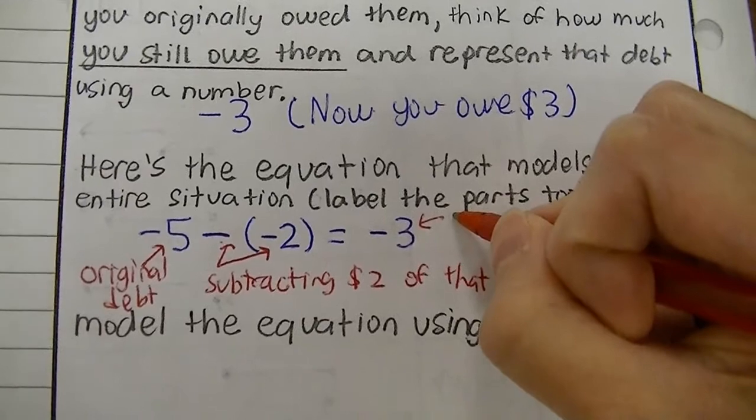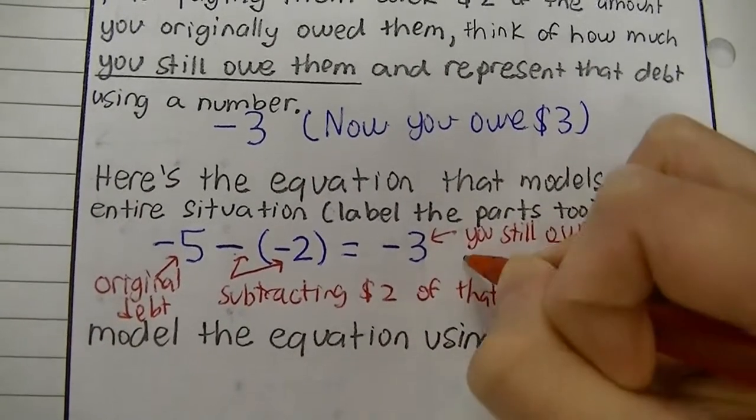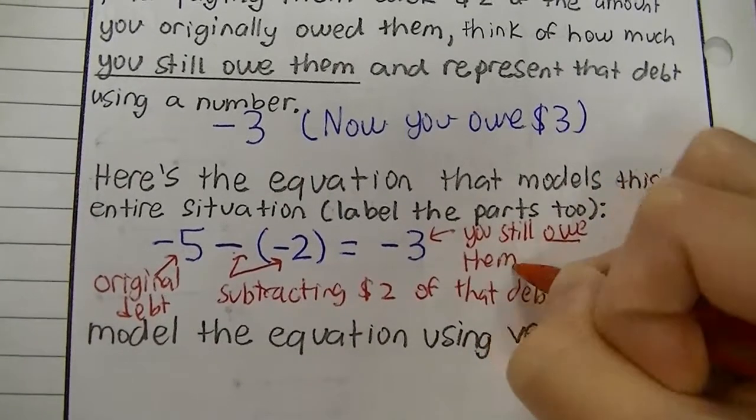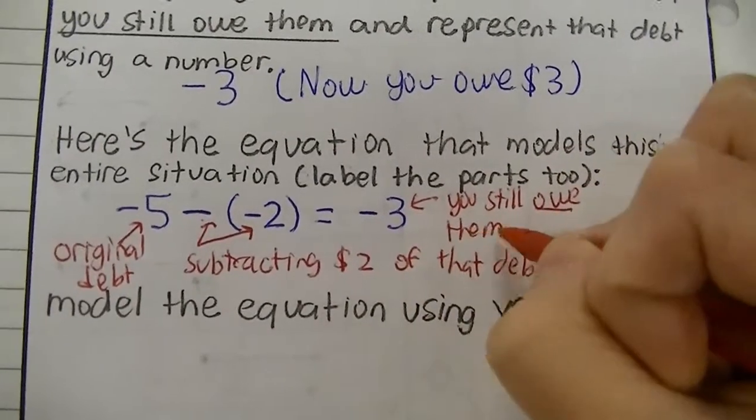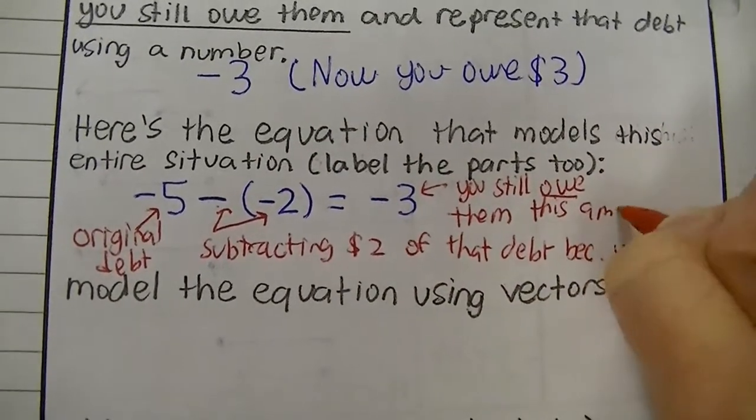So you still owe them the $3. That's why it's negative.